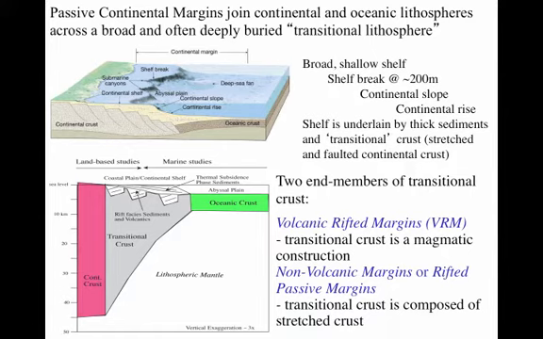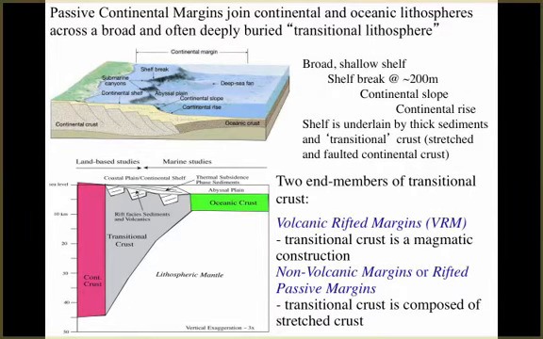And so in this diagram, we see a broad, shallow shelf, the shelf break at about 200 meters, the continental slope, and then finally the continental rise as we progress out from the continental margin. The shelf is underlain by thick sediments, and this transitional crust is a stretched and faulted continental crust.